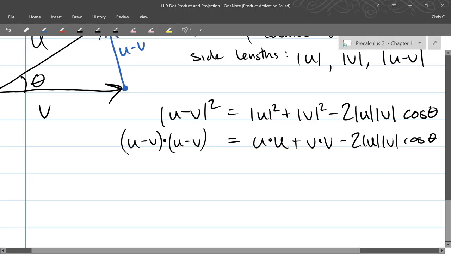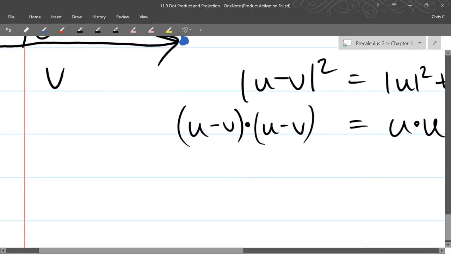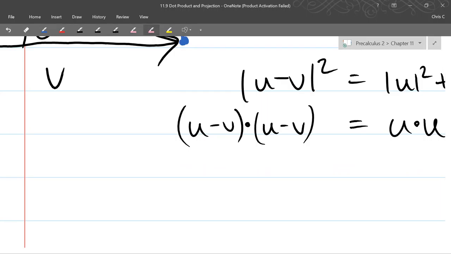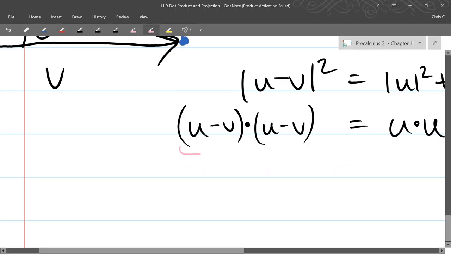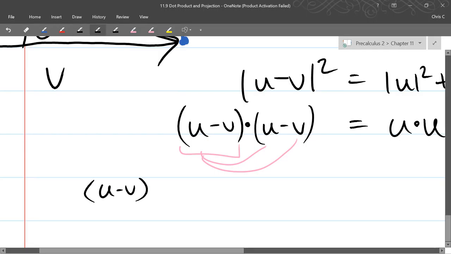So on the left side, we're going to use the distributive property here. So I'll zoom in a little bit to the left side. So the distributive property works like, I think the way I wrote it, we can take the first vector and distribute it like that. So we're going to take that first vector, u minus v dot u, minus v dot v. So I use the distributive property right there.